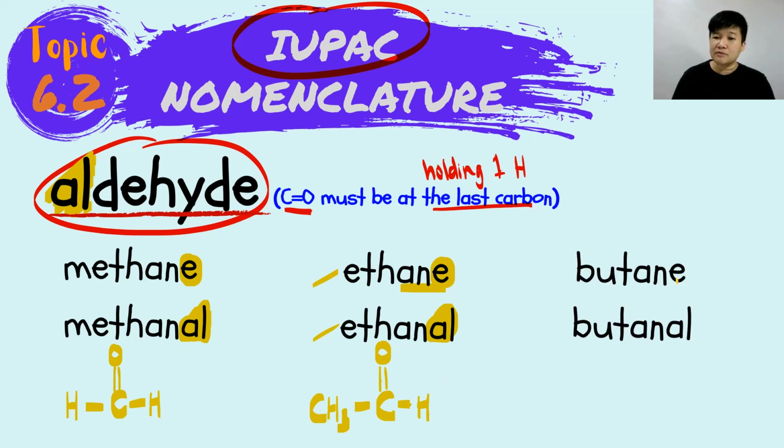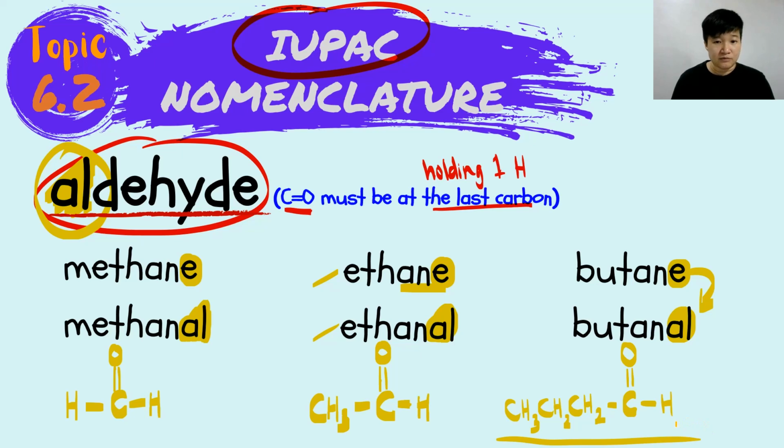Another example, you have your butane, to become butanal. So changing the E to the Al, it is a 4 carbon, therefore start off with your C double bond O first, holding the hydrogen. Use up 1 carbon over here, I will have 3 more carbons, CH2, CH2, and CH3. So that is my butanal.